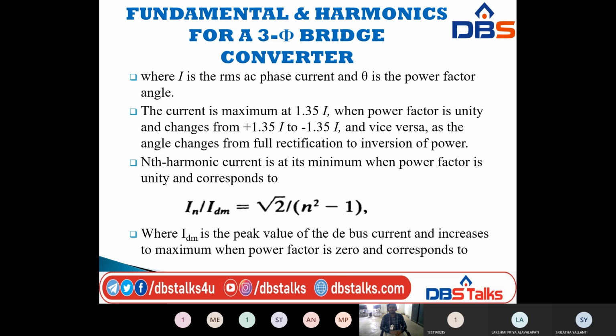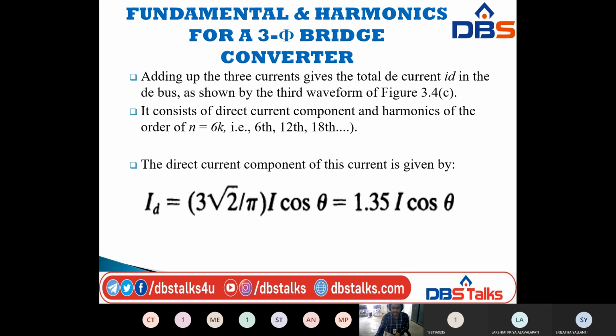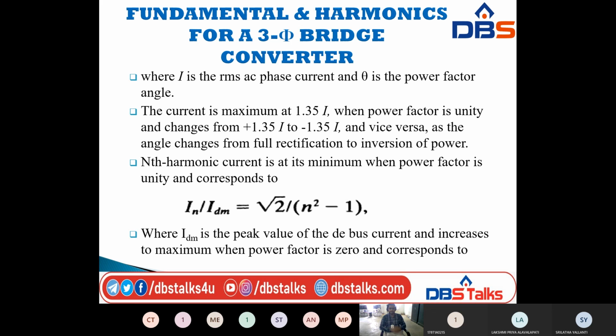Here I is the RMS AC phase current and theta is the power factor angle. So from this equation, I is the RMS AC phase current and theta is the power factor angle. The current is maximum at 1.35 I when the power factor is unity.